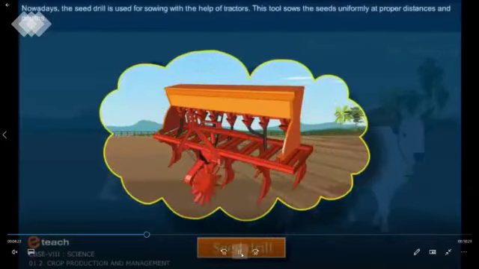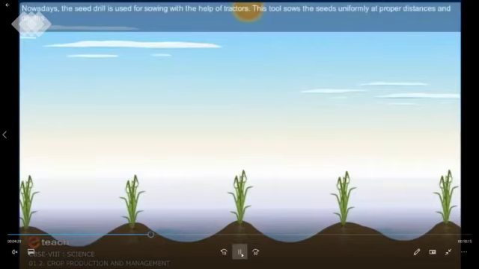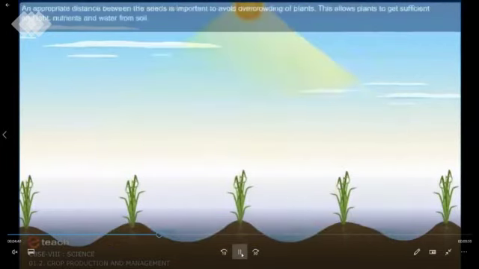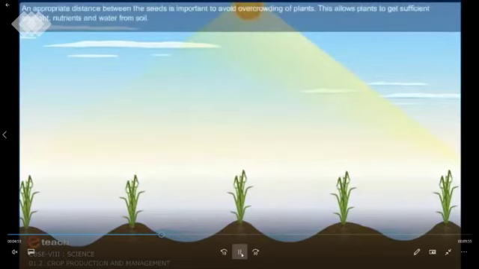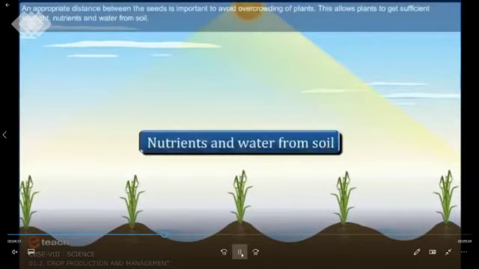And this is a second, modern instrument for the sowing process. This is a seed drill which can be attached to your tractor, and the seed drill is a tool which helps in sowing the seeds uniformly at proper distances and depth. See children, if there is no proper distance between the seeds or plants in the agricultural land, the crop plants have to compete with each other for minerals, manure, water, space as well as sunlight. That's why the farmer needs to sow the seeds at appropriate distance so that they get sufficient sunlight and don't compete for sunlight, water, nutrients, and space.